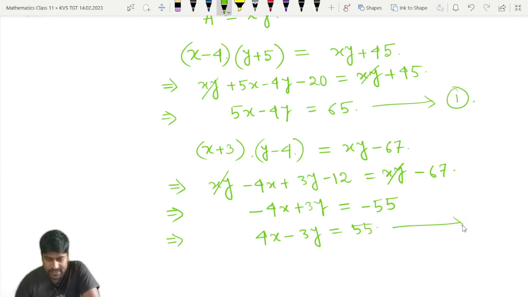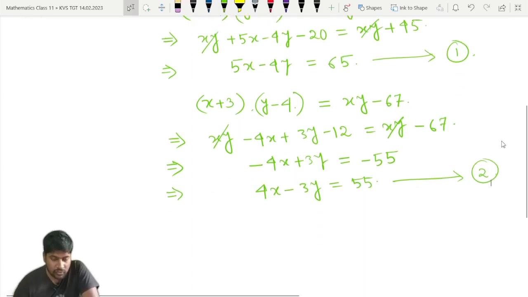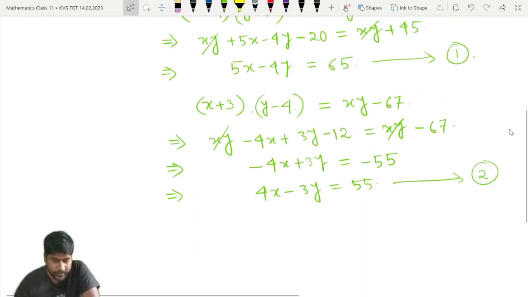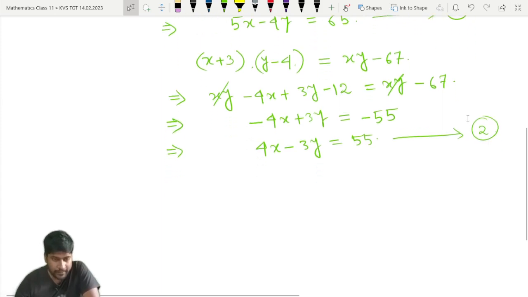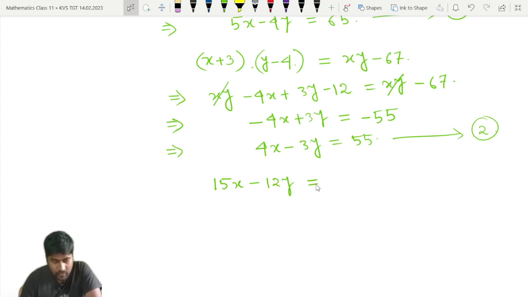Now this is our second equation. Now we have to find the value of x only. So what we will do, now multiply the first equation by 3 and the second equation by 4. Okay, multiply the first equation by 3. If you multiply the first equation by 3, then what we will get, 15x minus 12y is equal to 195.